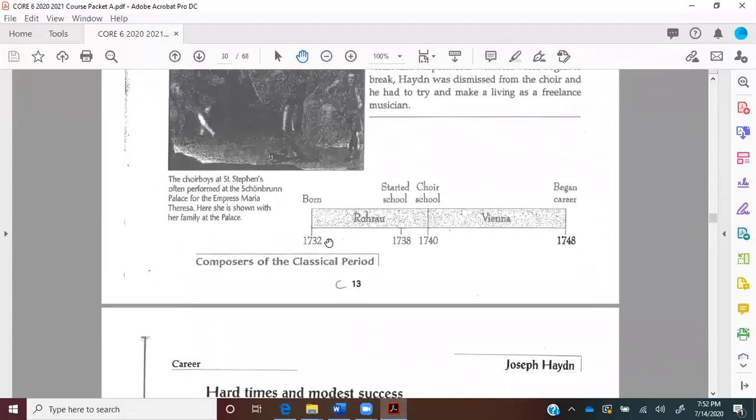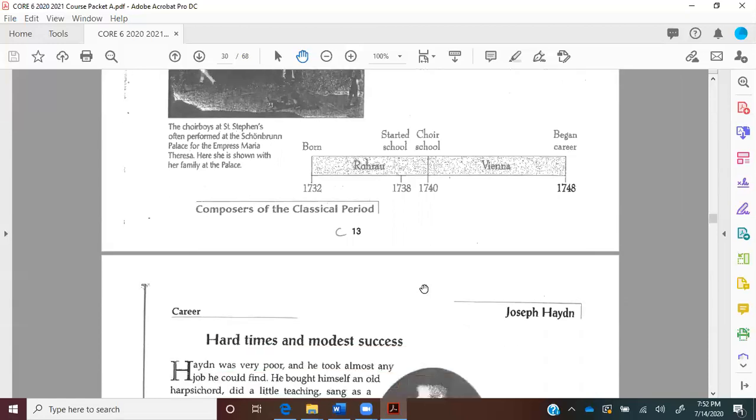Great. So we can see he's at the choir school. He begins his career, you know, kind of early. I mean, think about it. Starting your career when you're 16. It's kind of crazy.